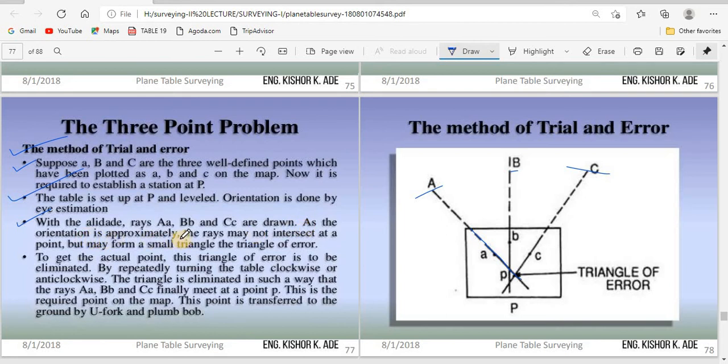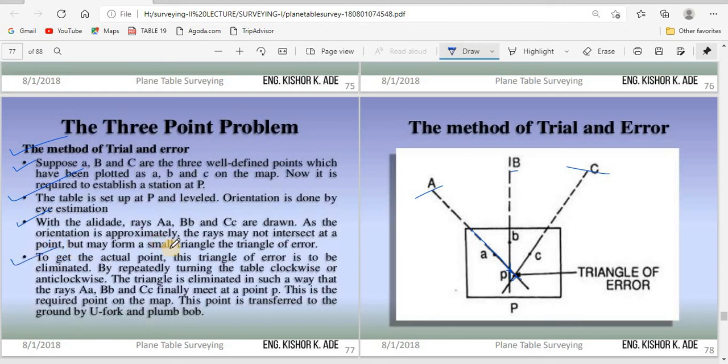The orientation is approximate, so the rays may not intersect at a point. You are directly bisecting point A, directly bisecting point B, directly bisecting point C. Okay, so you can see that a small triangle has been created. The rays may not intersect at a point, but may form a small triangle of error. So you can see that this is a triangle of error.